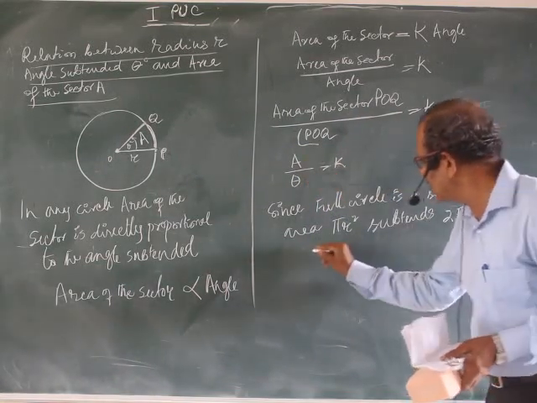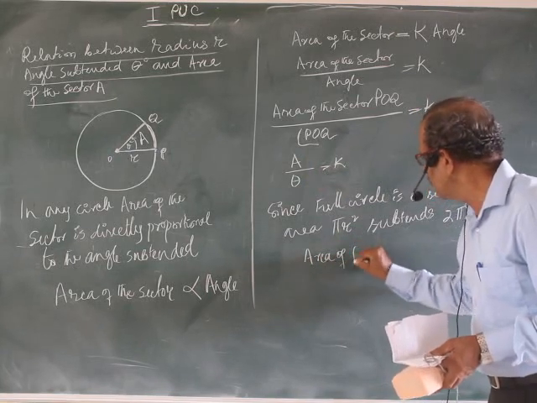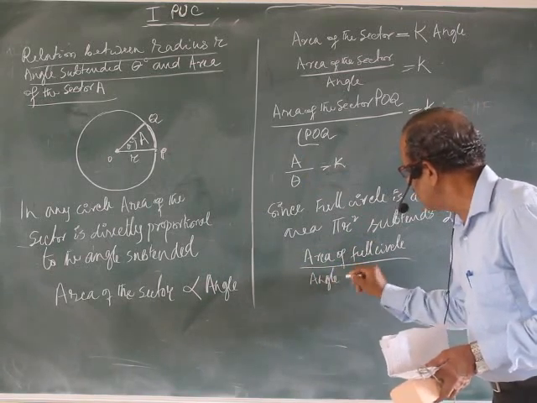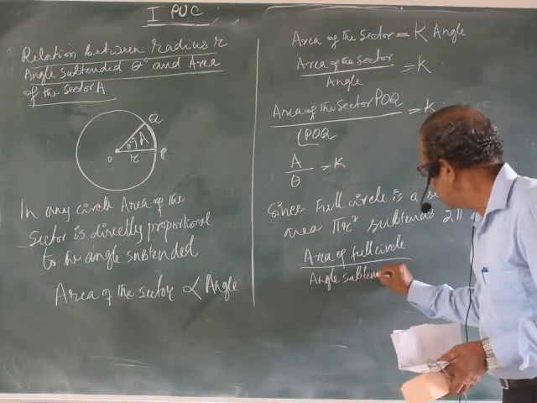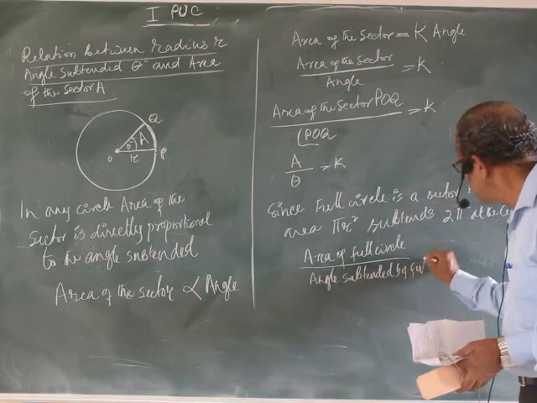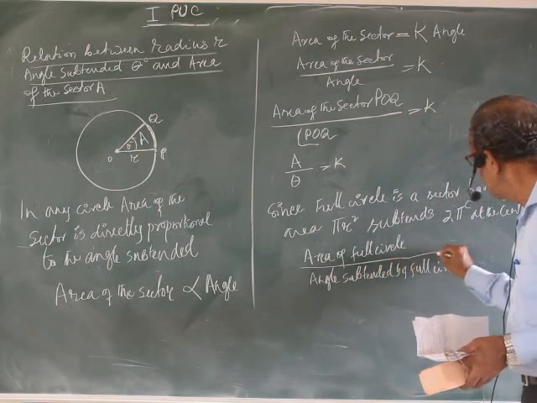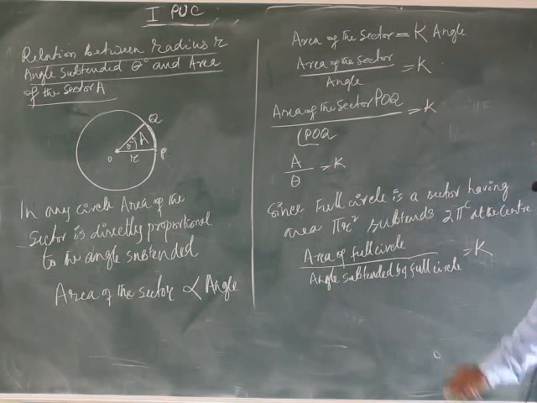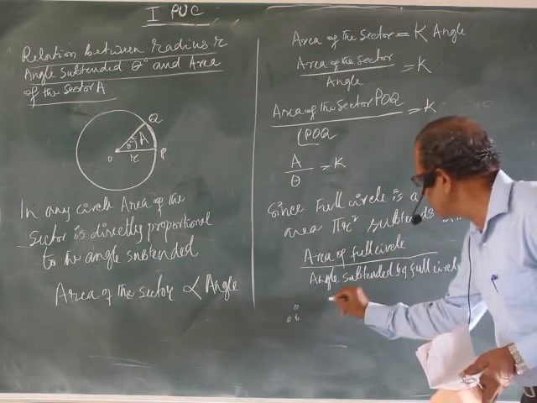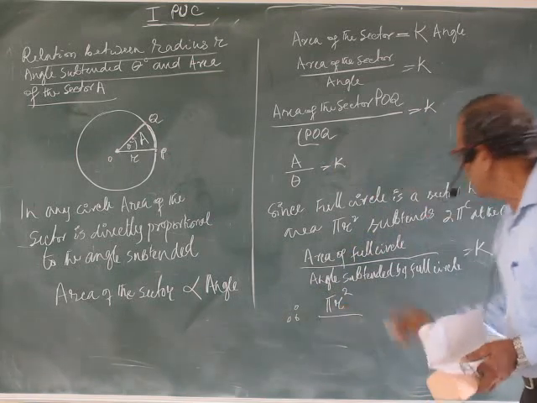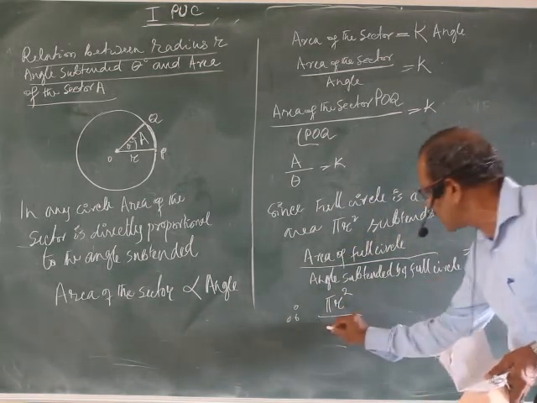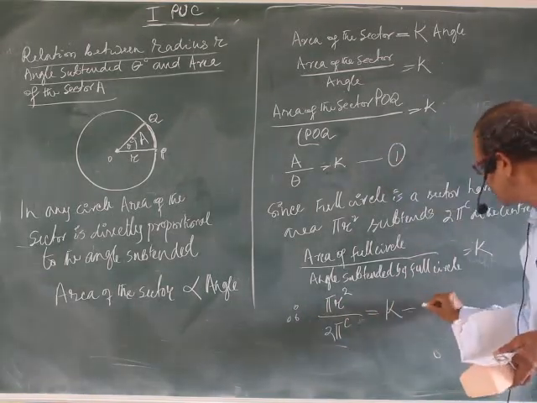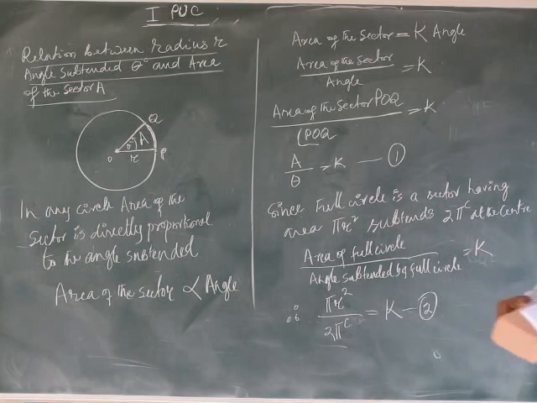According to this relation, area of full circle divided by angle subtended by full circle is also k, no doubt, same. Always area divided by angle constant. Therefore, area of the full circle is pi r square divided by angle subtended by the full circle is 2 pi radian is also equal to k. Compare these two. Compare 1 and 2. What you get?